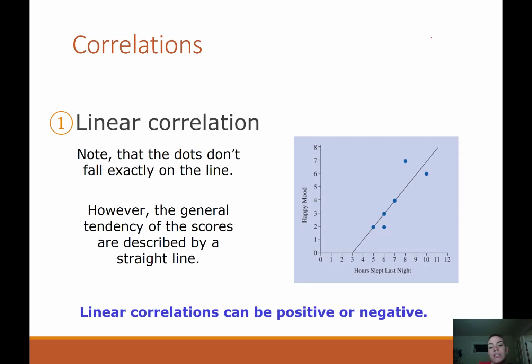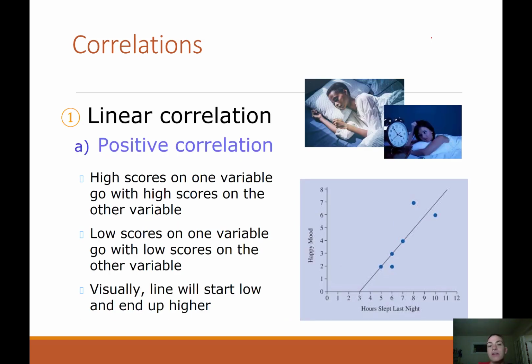Linear correlations can be either positive or negative. A positive linear correlation is one where high scores on one variable go with high scores on the other variable. And then low scores on one variable accompany low scores on the other variable. And if you think about this visually, it means that the line will start low and end up high.